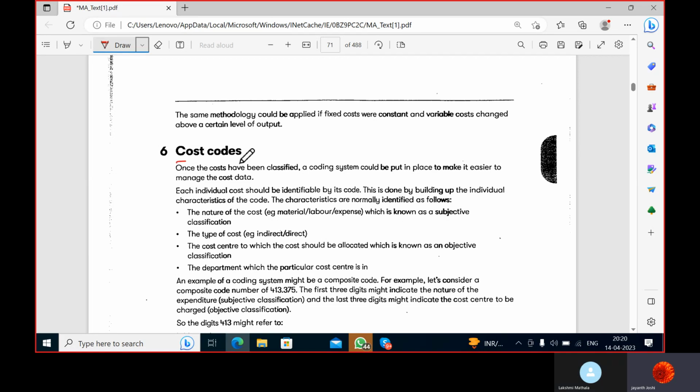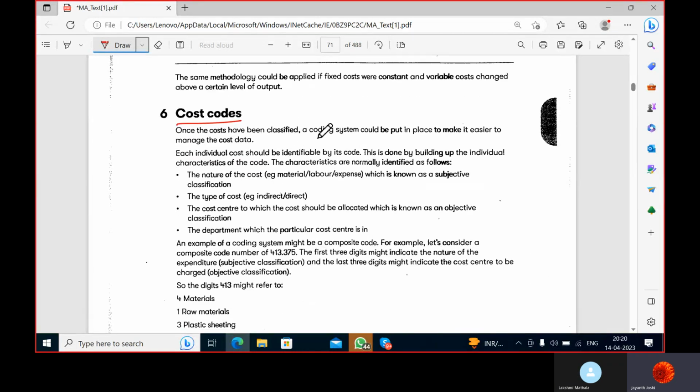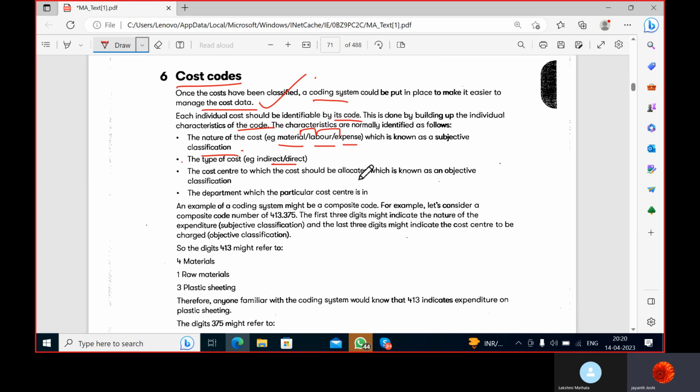Now next comes the cost codes. Once costs have been classified, a coding system could be put in place to make it easier to manage the cost data. Each individual cost should be identifiable by its code. So they want to give a code to the costs. This is done by building up the individual characteristics of the code. The codes are normally identified as follows: the nature of the cost, like material, labor, expense, which is known as subjective classification. Then the type of cost, whether direct or indirect, and the cost center to which the cost should be allocated, which is known as objective classification.